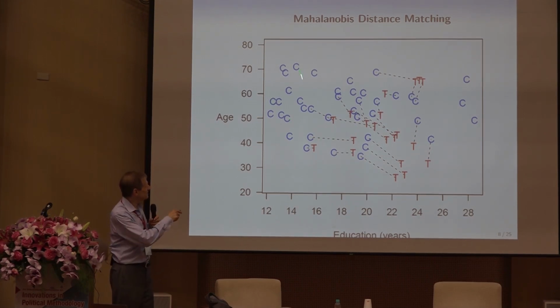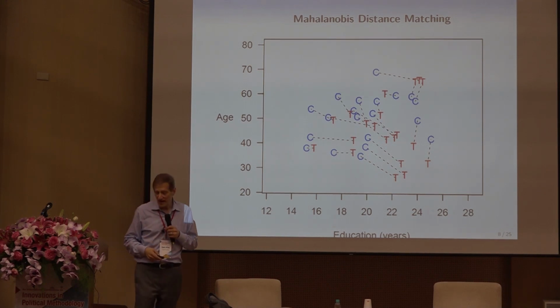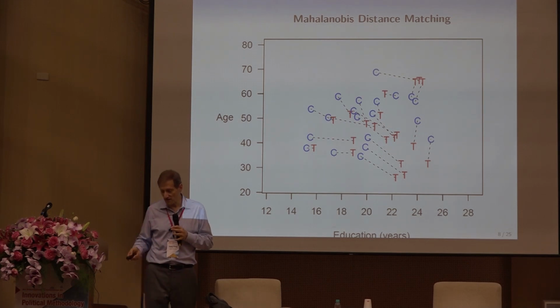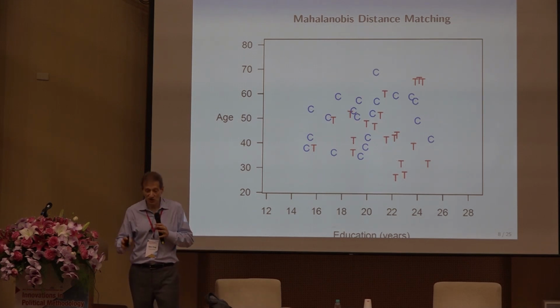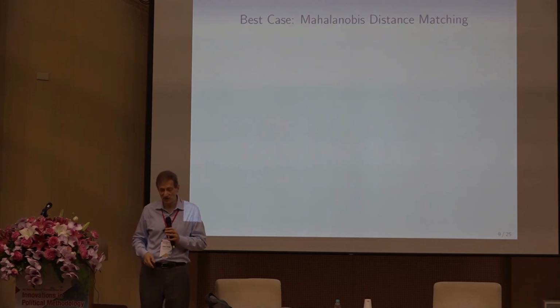So these are the ones that lose out, and they don't get matched. And so we grade them out, and then we make them go away. Okay. And then we throw away what was matched to what. And this is now our pruned data set that you can do whatever you want with. That's the way Mahalanobis distance matching works.